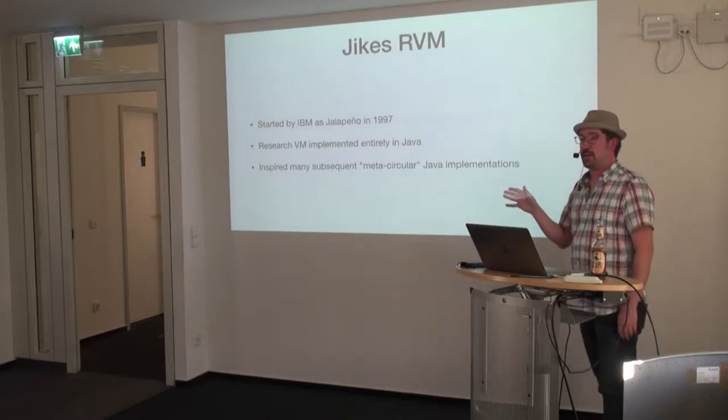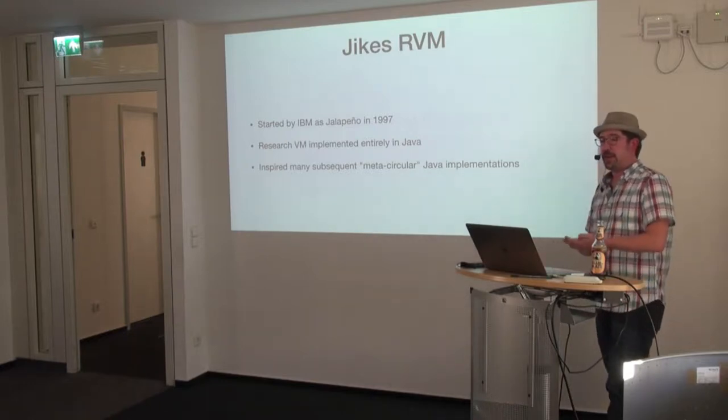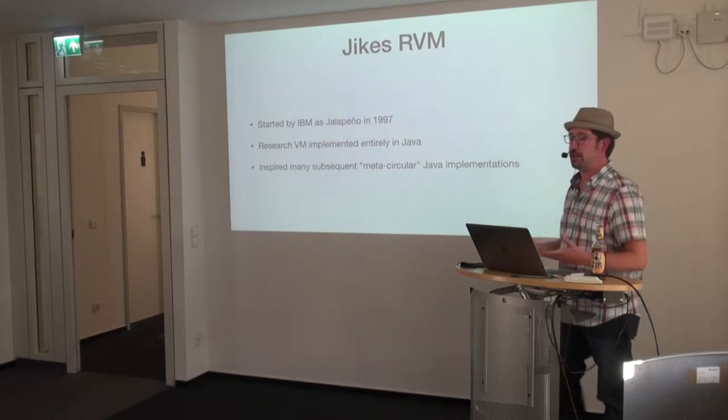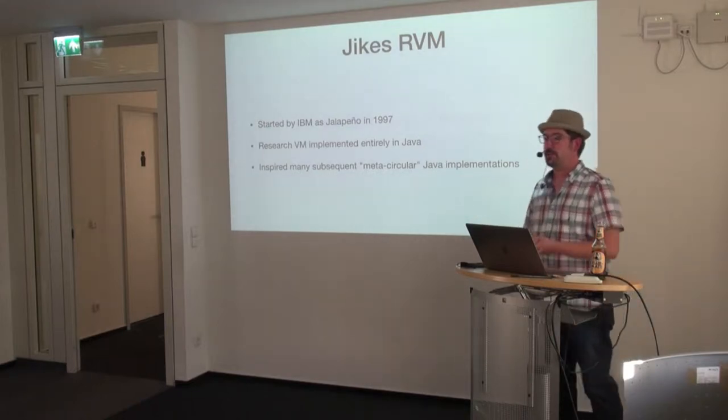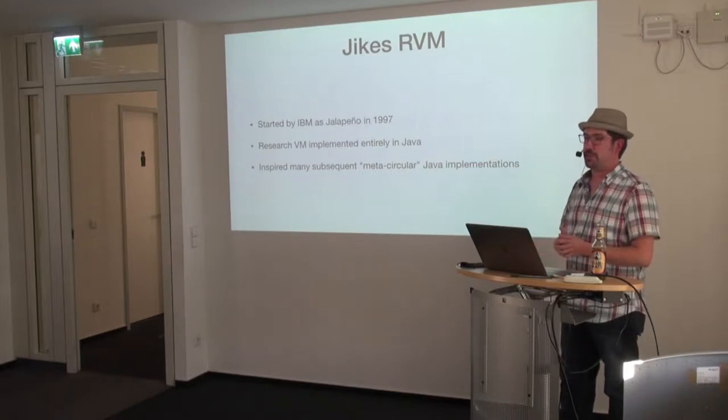Anybody heard of the Jikes RVM? This is another big one that came along in the 90s. In 97, this was an effort by IBM to basically build a Java VM in Java. It was the first meta-circular, self-hosted JVM implementation. And this has inspired a lot of projects over the years.